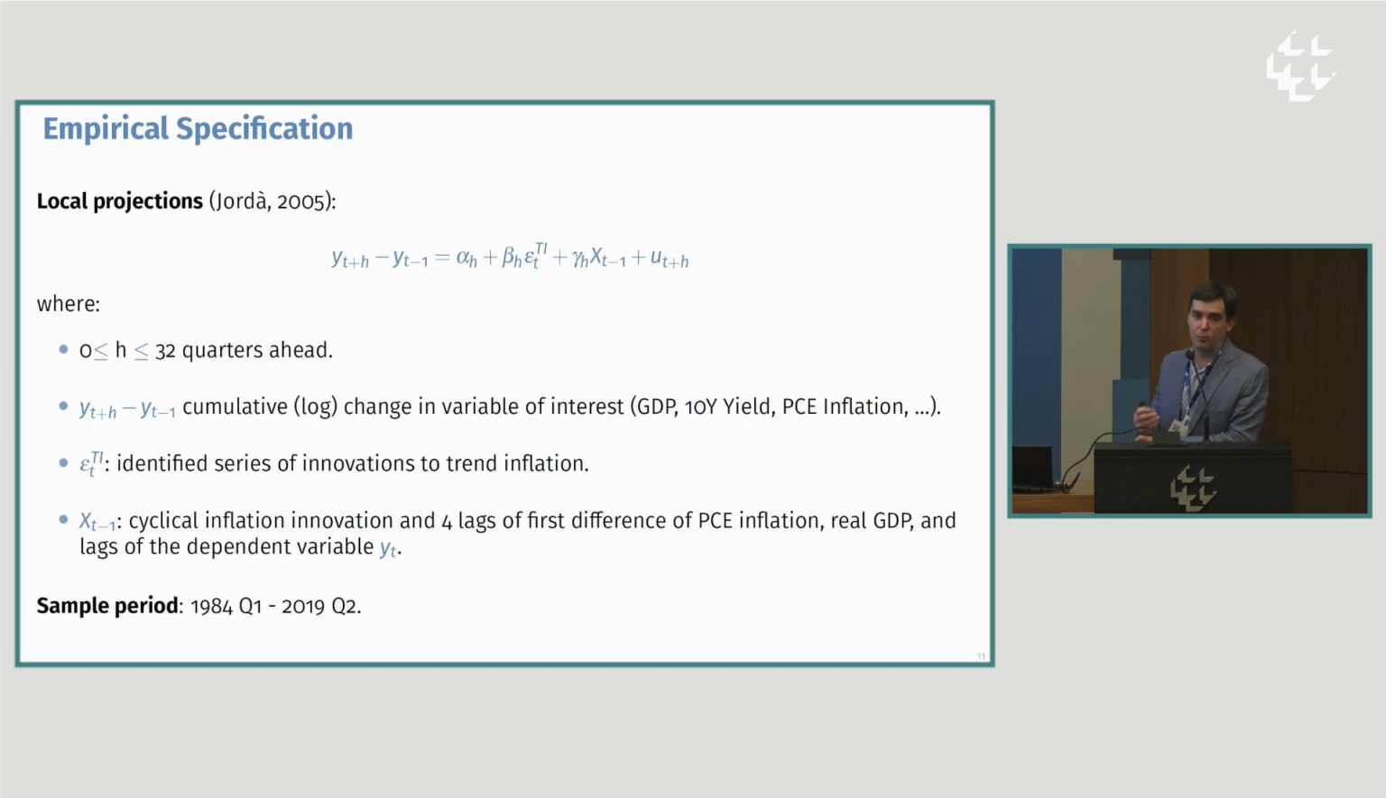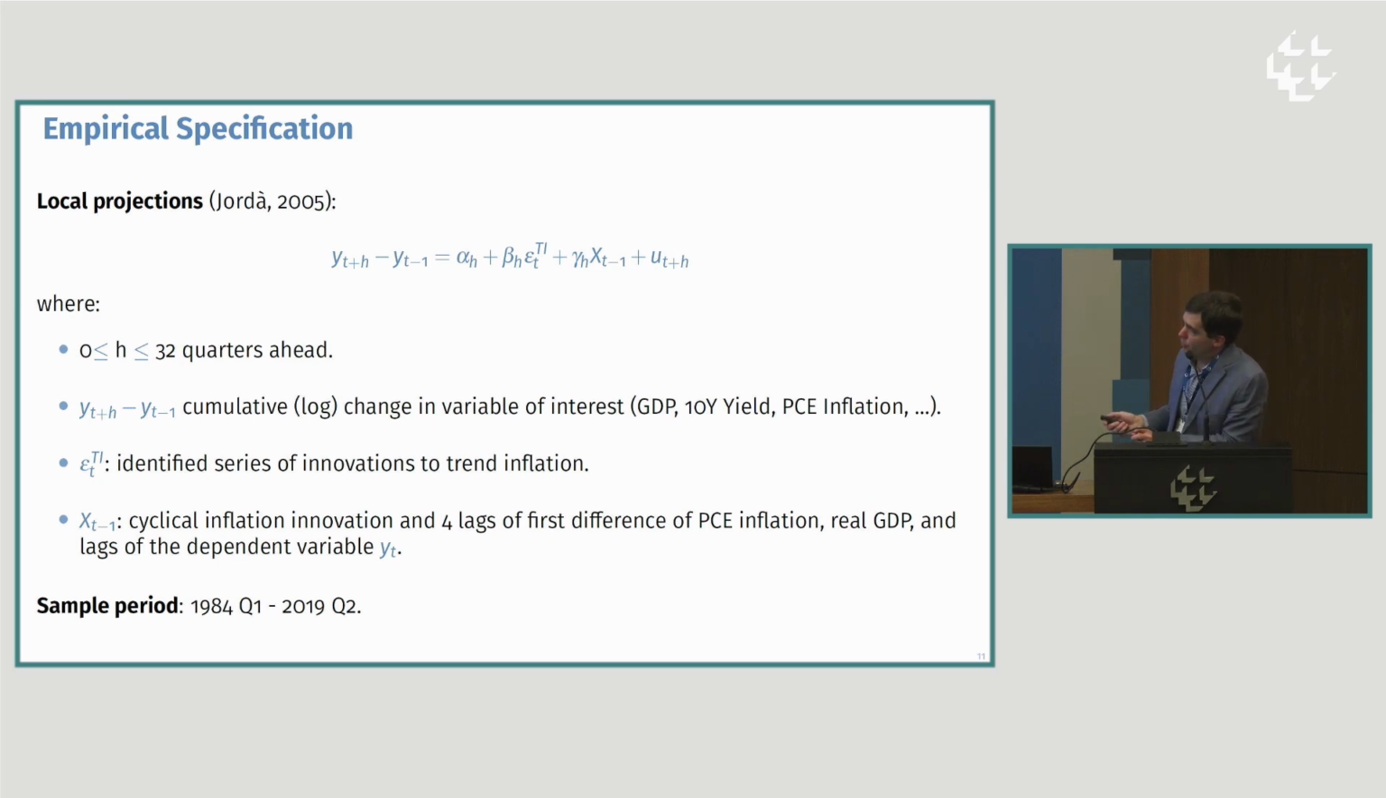To answer this question, we estimate local projections. Basically, we estimate the response of different variables, here output, inflation, consumption, investment, all different variables, from T plus H, so H horizons ahead. So today there's a shift in trend inflation in period T, and we want to see H periods ahead what happens with the variables of interest.